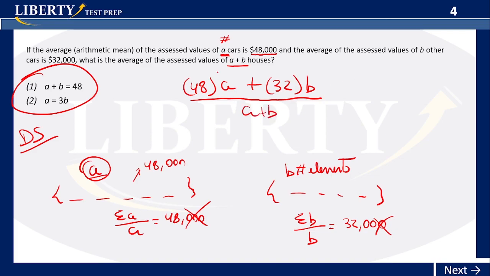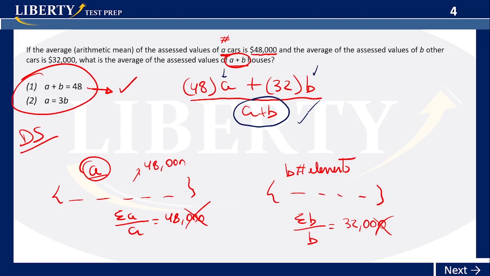Okay, now let's see if we can find out the actual value of A plus B. Here I tell you A plus B, right? What is the average of the assessed values of A plus B? It is 48. You say, oh, nice, because they give you basically this number here. A plus B is 48, so that's 48. Okay, but is there a way for us to get A and B independently?